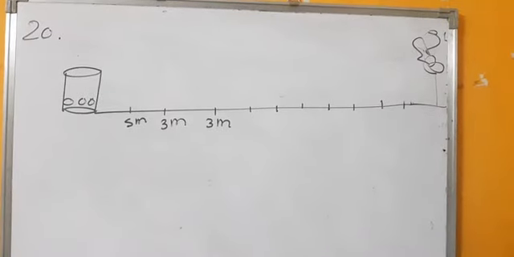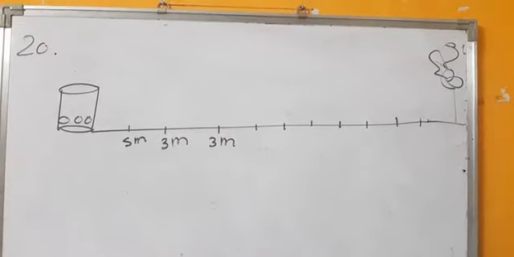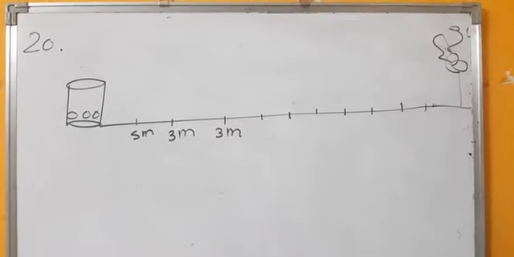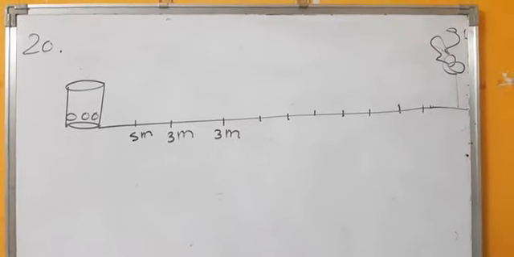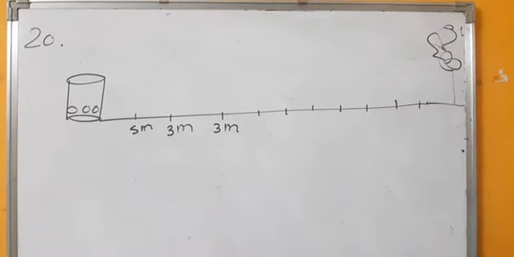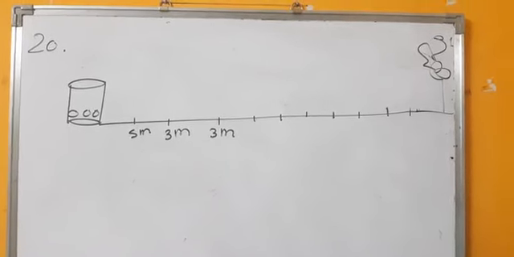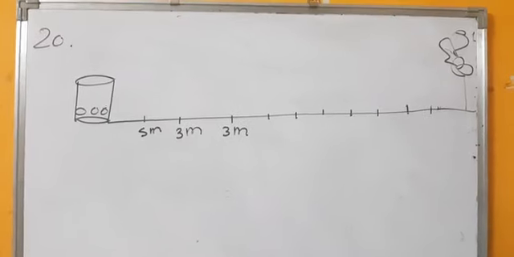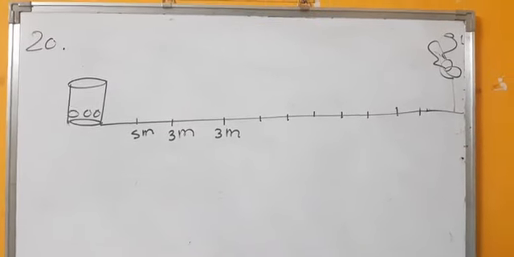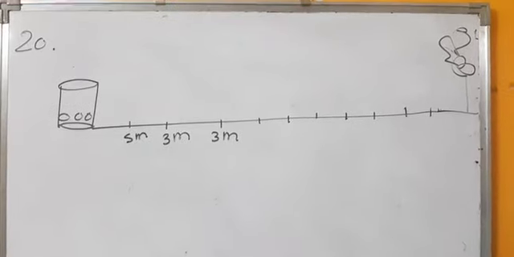I am reading the sum. In a potato race, a bucket is placed at the starting point, which is 5 meters from the first potato. You can see the figure. And the other potatoes are placed 3 meters apart in a straight line. There are 10 potatoes in the line. You can see the figure on the board.